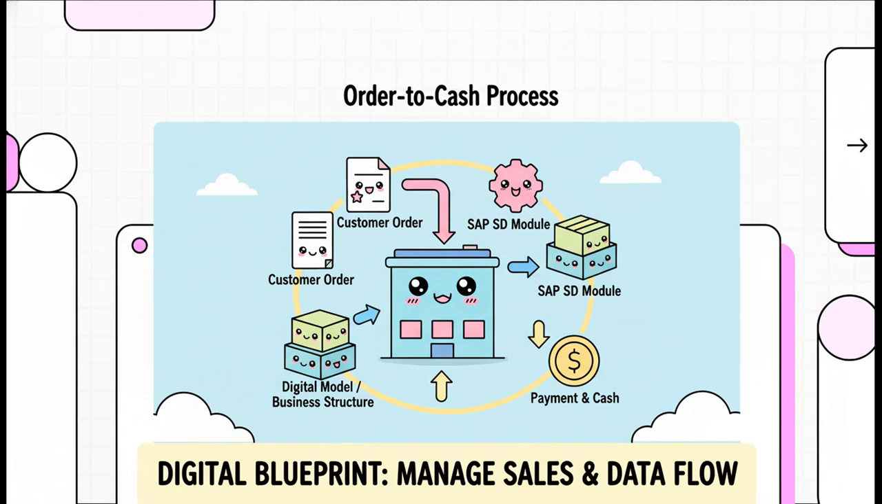So think about this for a second. A huge global company, I mean, operations on every continent. How in the world do they keep track of every single thing they sell? From the second a customer in California clicks buy to the moment that payment lands in a bank in Germany, there's this incredible digital system working behind the scenes.